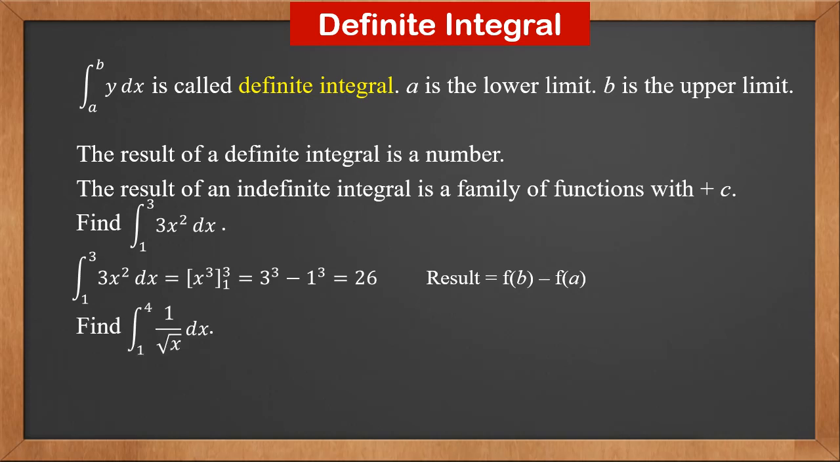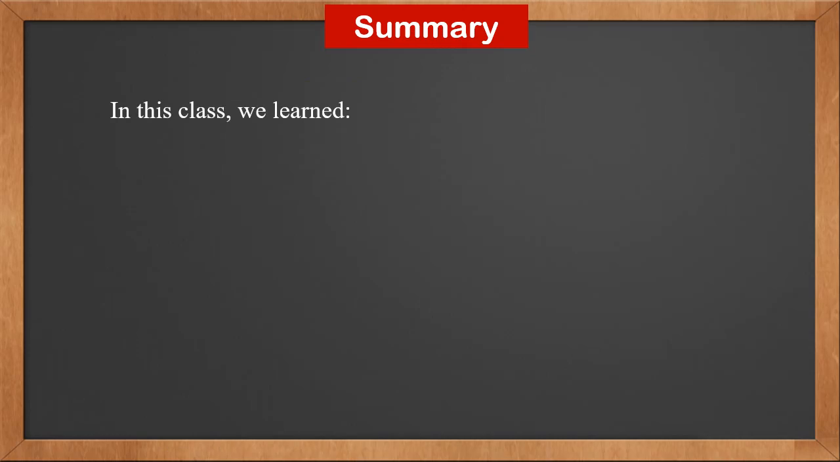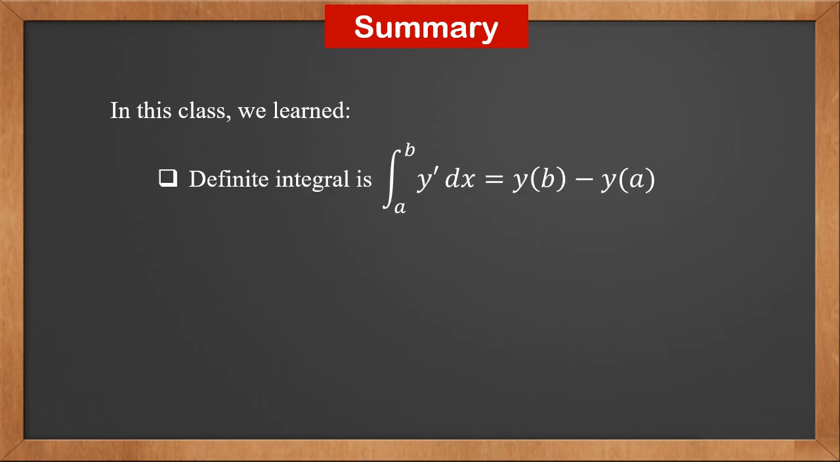Here's another example. Find the integral of 1 over root x from 1 to 4. 1 over root x is x to the minus half. So the integral of 1 over root x is 2 root x. Put 4 and 1 in it, we get 2 root 4 minus 2 root 1. The result is 2.